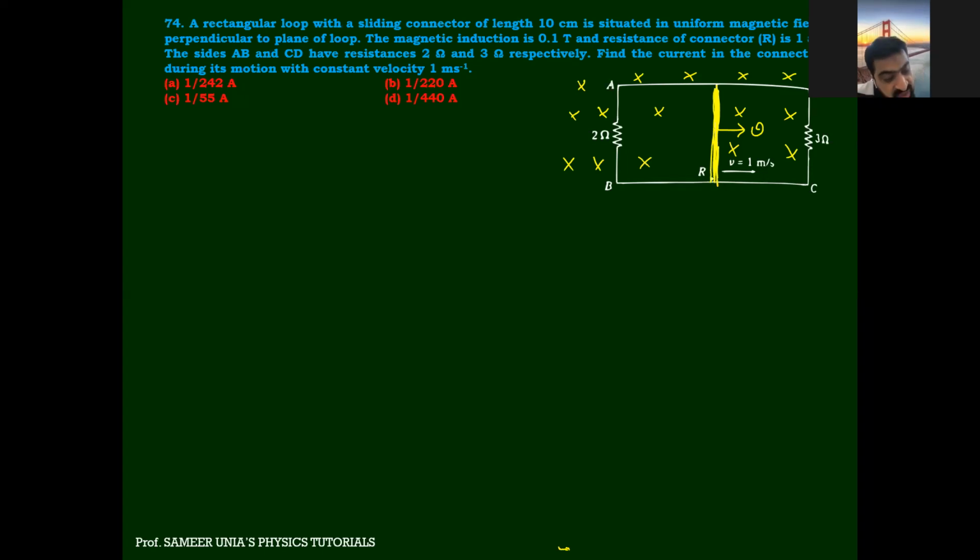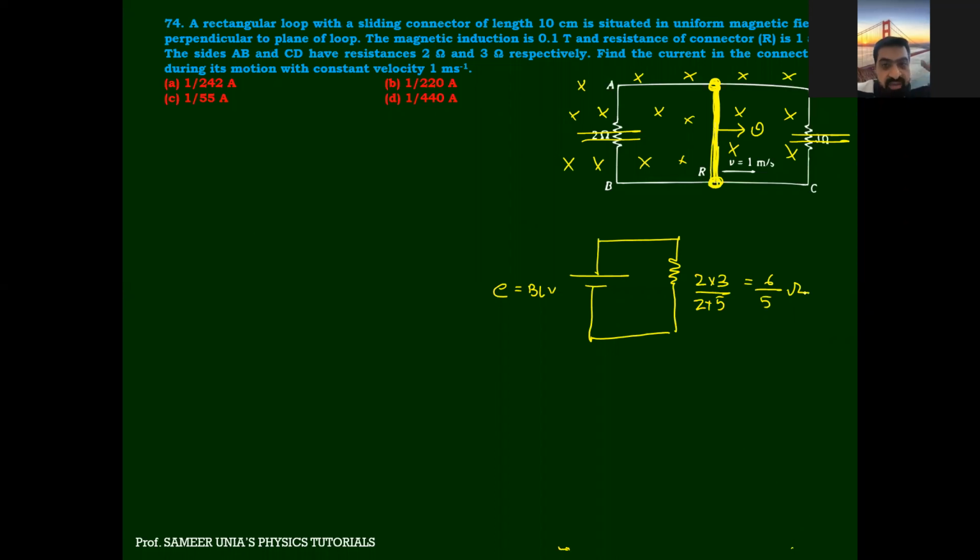Current. So can you tell me this will act like a fictitious battery? How much will be the value of the fictitious battery? Come on, fast. BLV. Now, what about this 2 and 3 ohms? Are they in series or parallel? They are in parallel, right? There are 2 common points of the battery. Yes or no? This is 2 into 3 upon 2 plus 3.